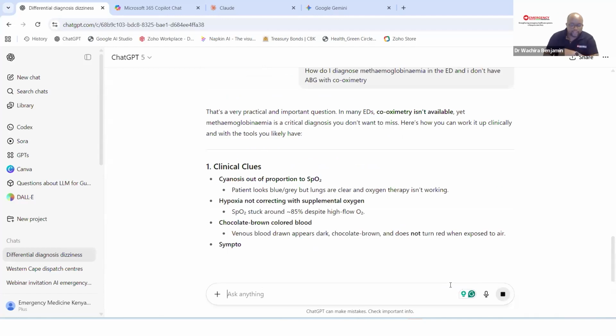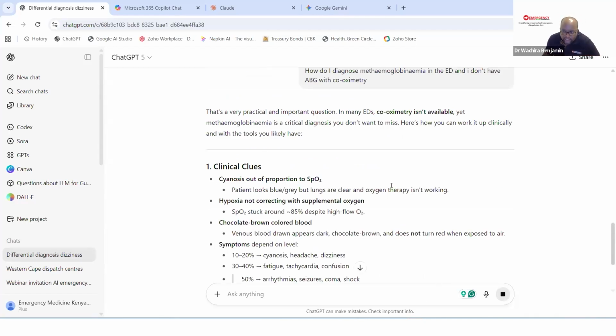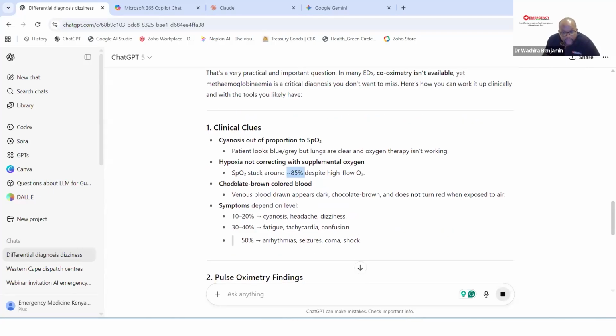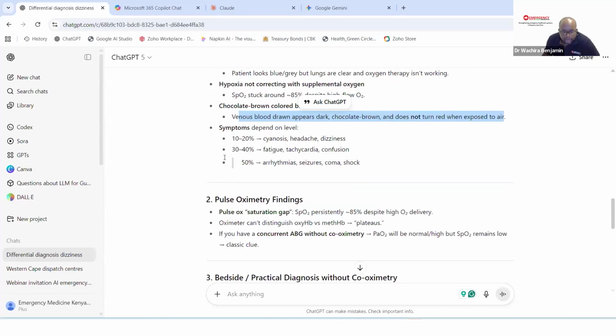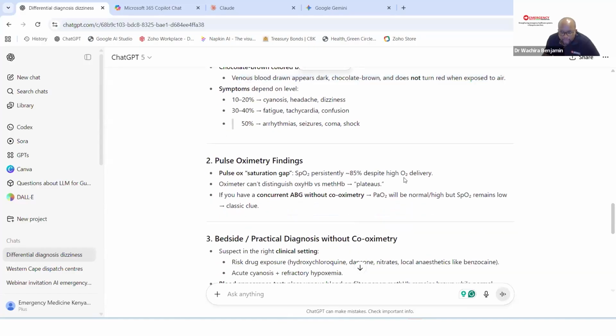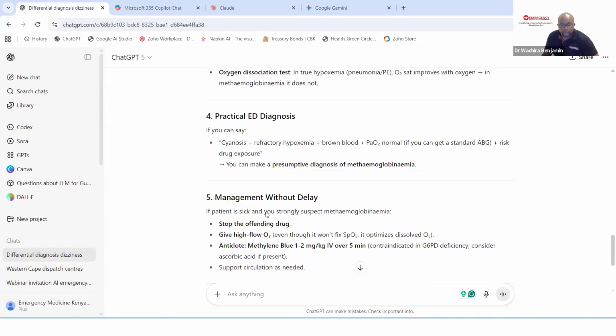Aha. So cyanosis, patient looks blue-gray, but lungs are clear, oxygen therapy isn't working. SpO2 is stuck around 85%. That's what this patient had, and this is very telling of the SpO2 part. Chocolate brown colored blood. Venous blood drawn appears dark chocolate brown and does not turn red when exposed to air. Symptoms depend on level. Arrhythmias, coma. SpO2 is usually 85% despite oxygen, and it doesn't move from 85%. That's very good. Okay, so that's how I figure it out.